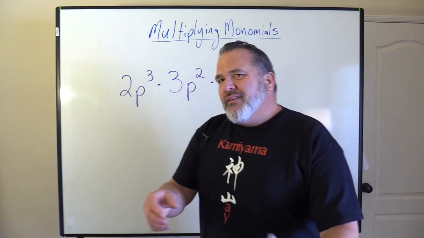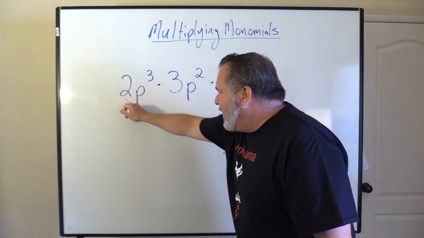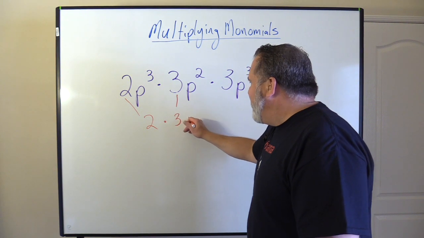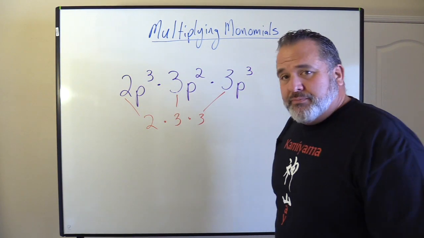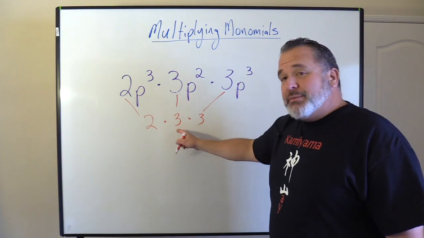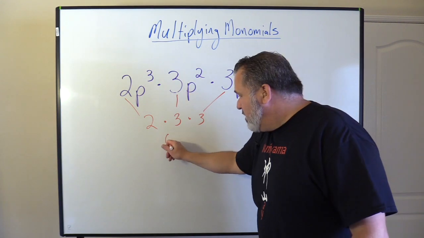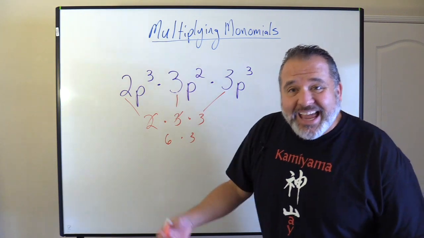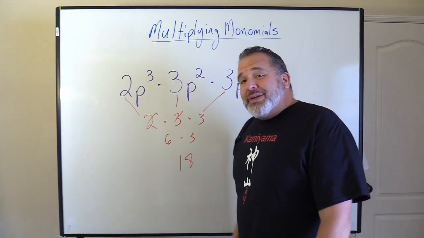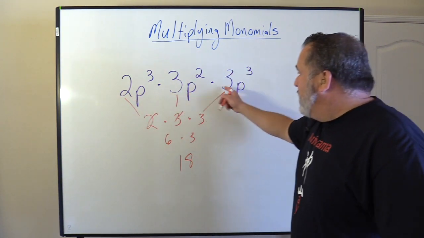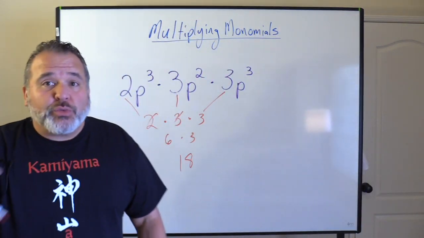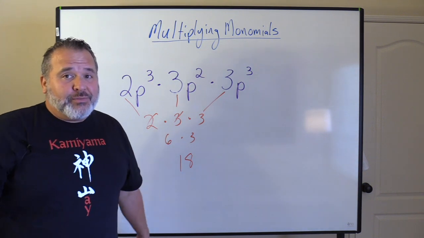So look at what we do. First step. I take this 2 right here and multiply it by this 3 and multiply it by this 3. Now what is 2 times 3? 6. And what's 6 times 3? 18. So now we've got 18. That is going to be the coefficient for our answer: 18. Because 2 times 3 times 3 is 18.